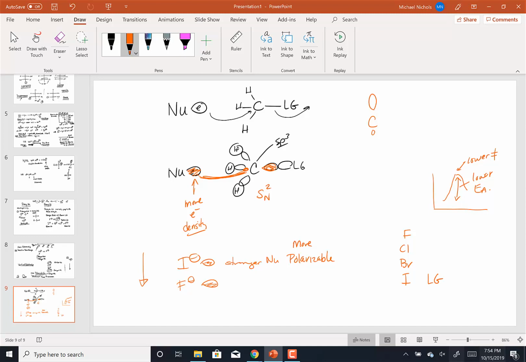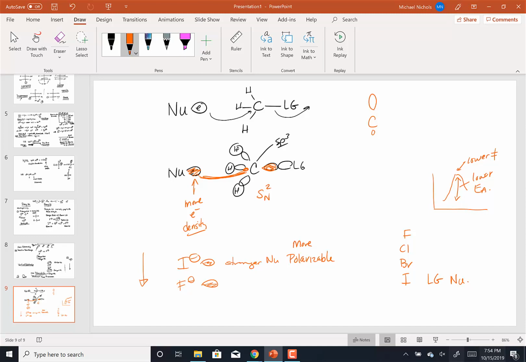Iodine. Why? It's the weakest base. Who is the best nucleophile? Iodine. Why? Polarizability, squishiness. So what does that mean? That means if you want to do a substitution reaction, don't use iodine.